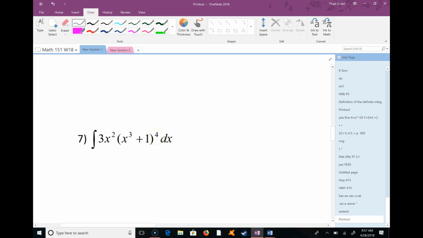Clearly x cubed plus 1 is inside, and the outside looks remotely like the derivative, so I'm going to pick u to be x cubed plus 1. Therefore, du is equal to 3x squared. Oh my goodness, it's exactly the same.